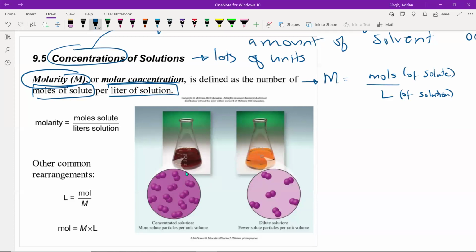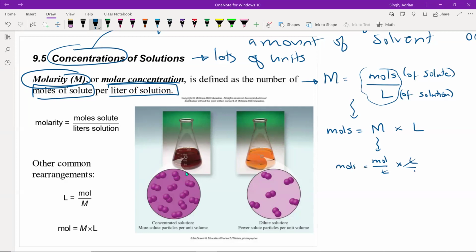So we can rearrange this equation if we wanted to. So molarity here, we can solve for any of these other two variables. So we can say moles, for example, if we want to calculate the number of moles in a solution, we can take the molarity and we times it by the liters. Okay, remember now molarity is moles over liters. If we times that by liters, guess what? Liters cancel. We end up with moles.